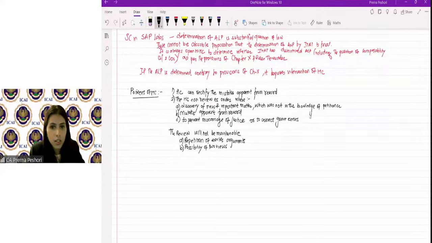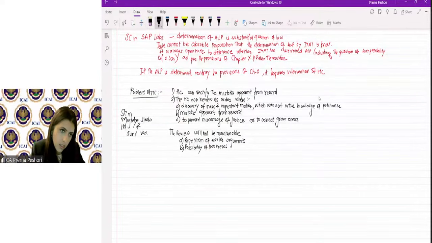So basically, in those cases, the review is not maintainable. So you can write down Supreme Court in Meghalaya Steels Limited. And this was also held in Sunil Vasudeva.